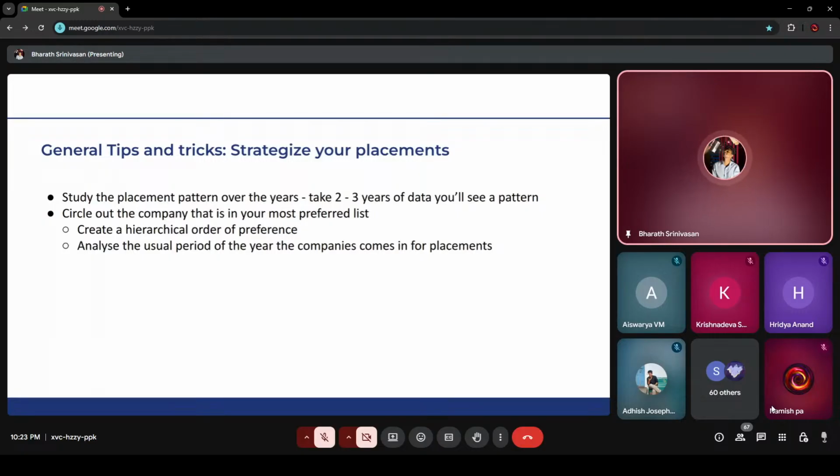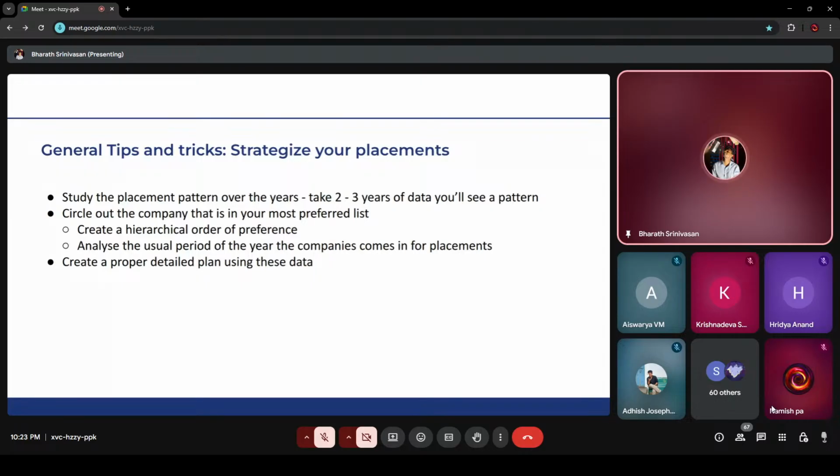But when it comes to companies, this is very general. I've seen companies like Deloitte come in at a specific time of the year. So plan accordingly, right? I think the placement cell will be okay to give you that data, or you can contact your seniors. What I did was contact my seniors, and they helped me through it. You can understand at what time which company comes in, and that can be used as a reference for you to strategize your placements.